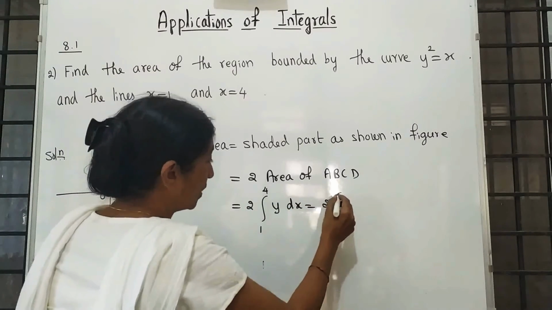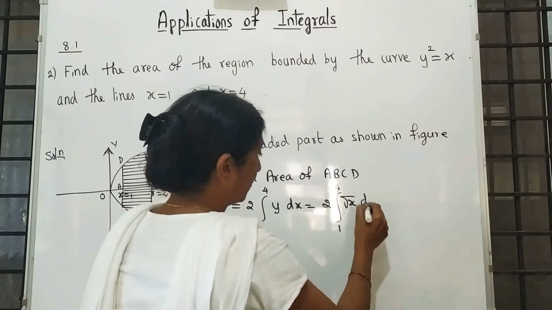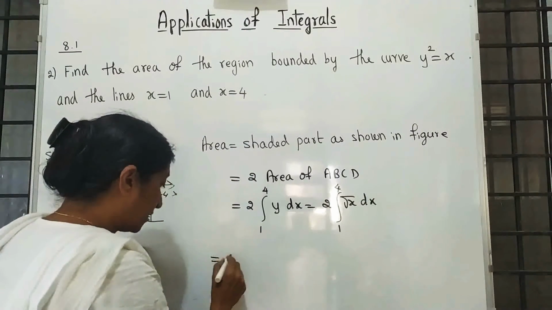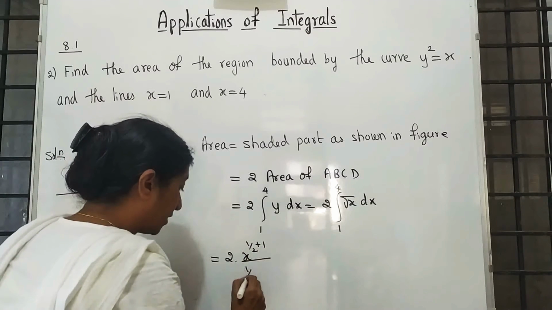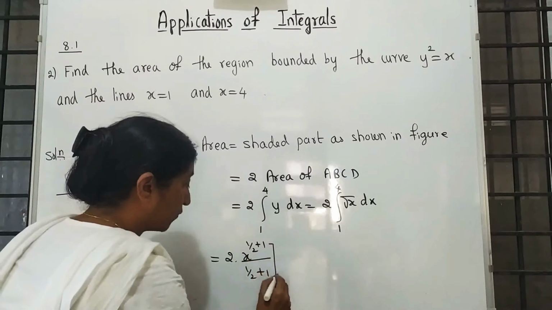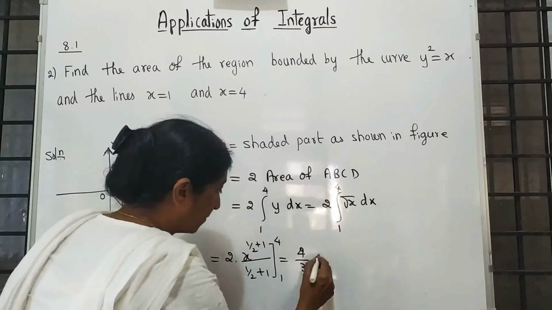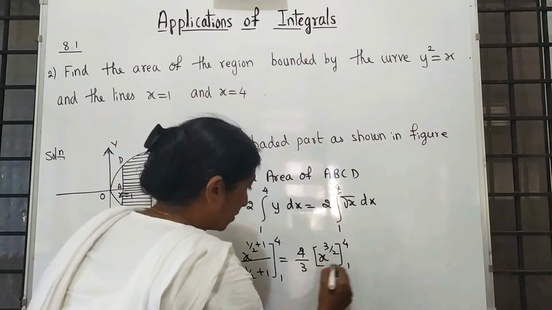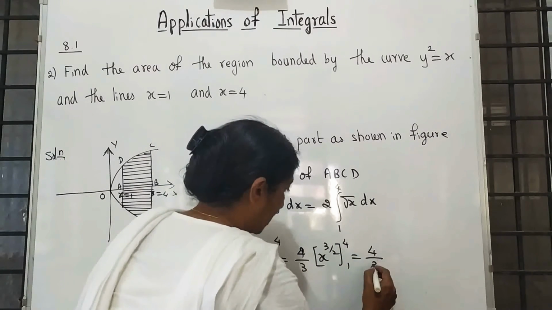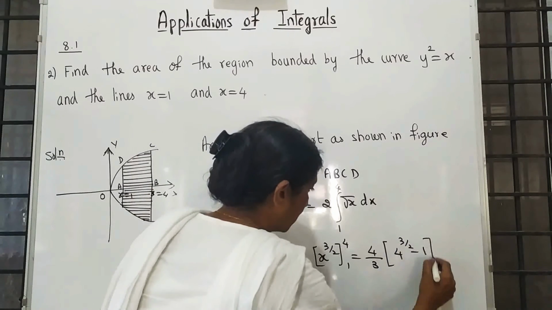It is 2 into, we are already familiar with what y is. y is root x. Integrate this: 2 into x raised to half plus 1 upon half plus 1, from 1 to 4. It is 4 by 3 x raised to 3 by 2 from 1 to 4. Keep 4 by 3 as it is. 4 raised to 3 by 2 minus 1.